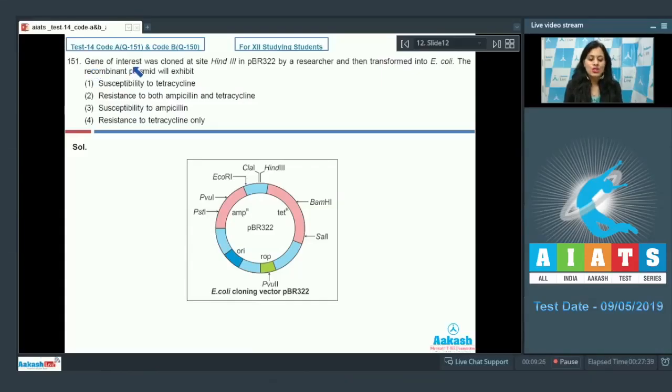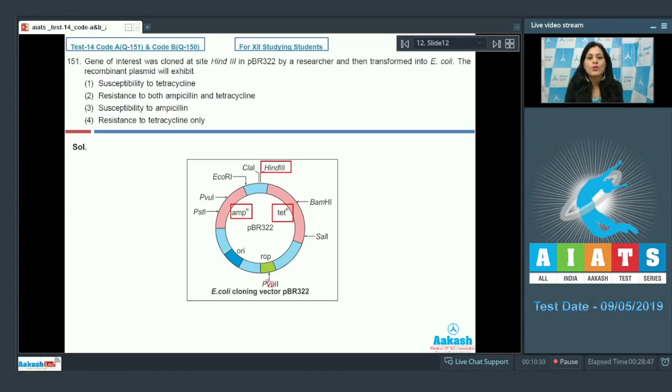Question number 151. Gene of interest was cloned at site HindIII in pBR322 by a researcher and then transformed into E. coli. The recombinant plasmid will exhibit, and the options are susceptibility to tetracycline, resistance to both ampicillin and tetracycline, susceptibility to ampicillin, and resistance to tetracycline only. Now, as you can see in this diagrammatic representation of E. coli cloning vector pBR322, we can clearly see that HindIII is not located in any of the selectable marker sites, which are ampicillin and tetracycline resistance sites.